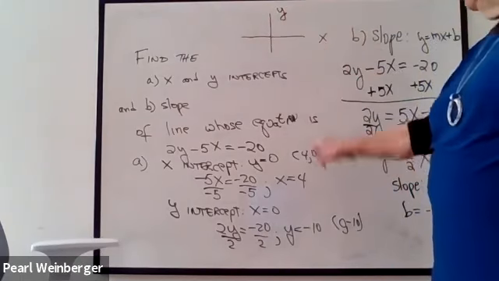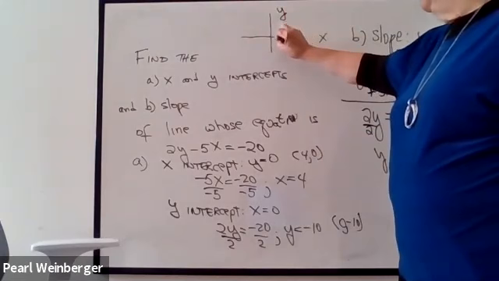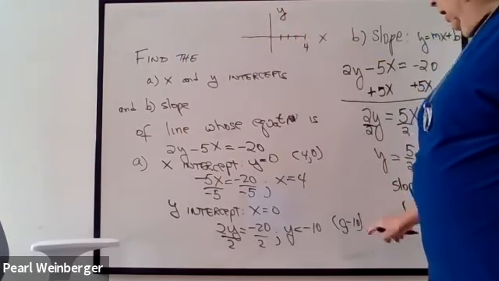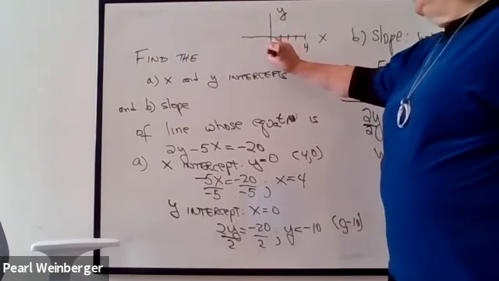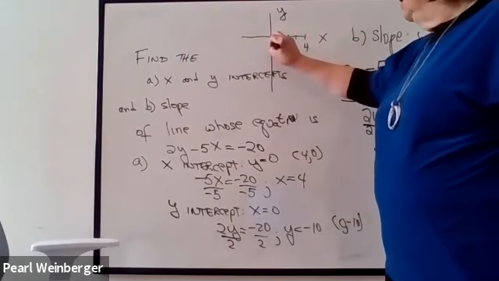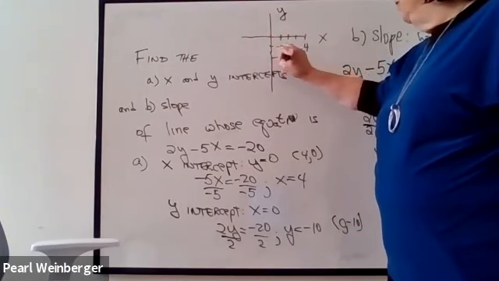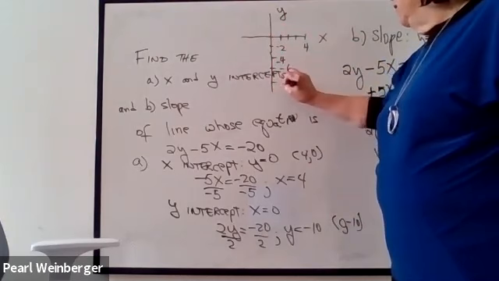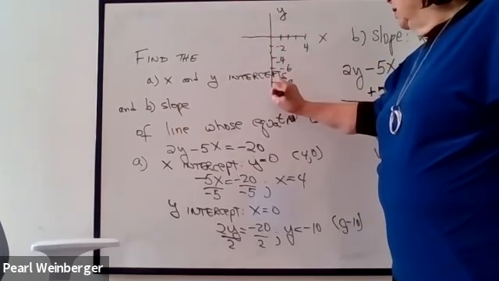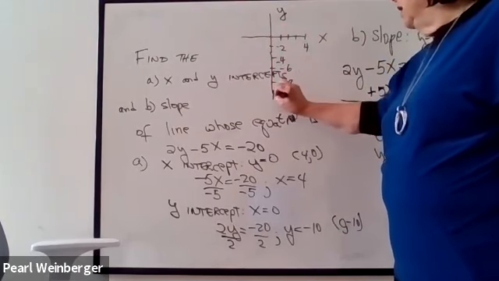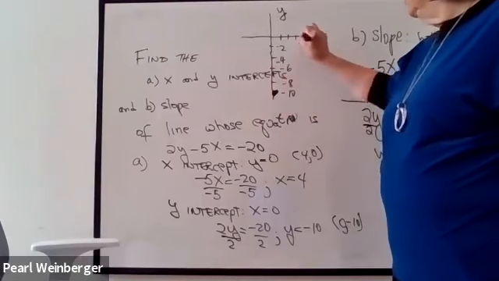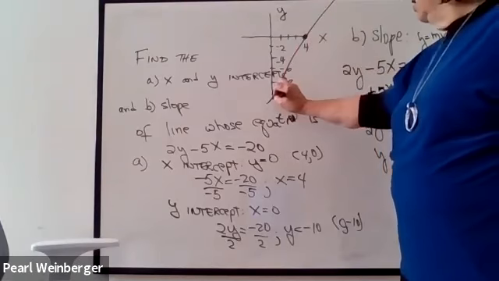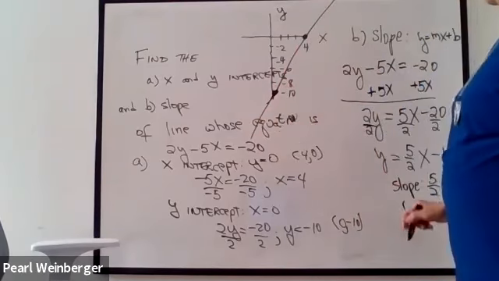Because if you know the x-intercept is 4, that means you go 4 along the x. And the y-intercept is negative 10. Let's do this by negative 2, negative 4, negative 6, negative 8, negative 10. Let's say this is negative 10 on the y-axis, so this is 4 on the x-axis. Then you could just get your line this way.